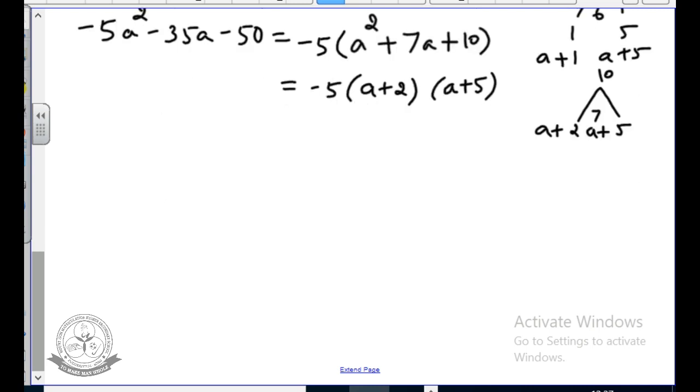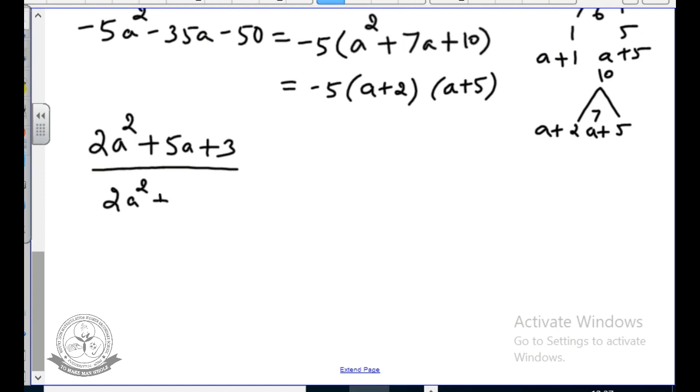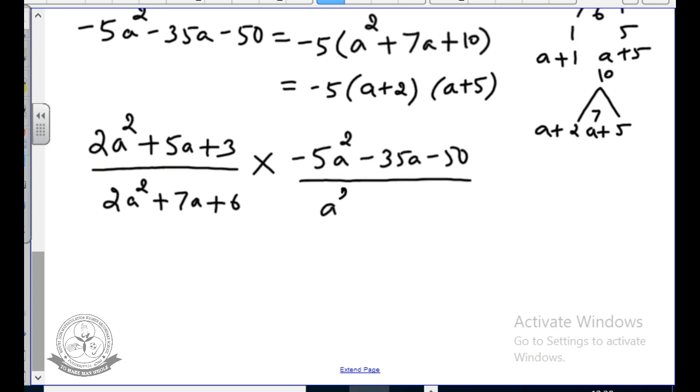Here the third division in the question we are having divide the expression. So 2a square plus 5a plus 3 divided by 2a square plus 7a plus 6. Instead of division here you should write the multiplication, multiply by the reciprocal of the second expression. So minus 5a square minus 35a minus 50 divided by a square plus 6a plus 5.